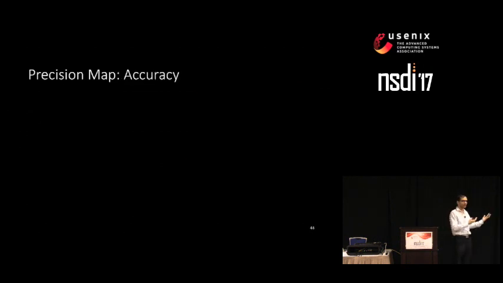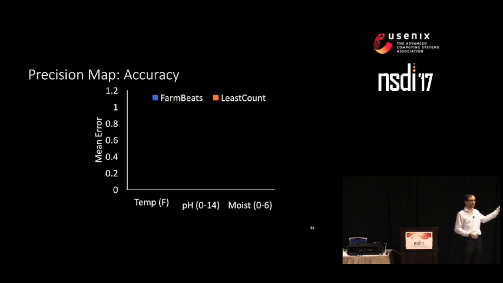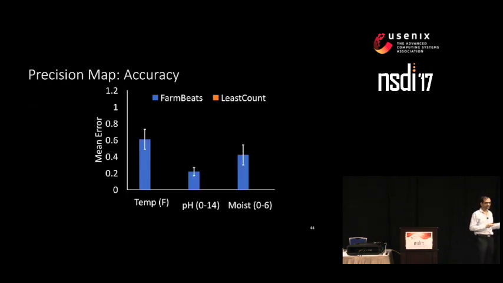To empirically evaluate its accuracy, we did another experiment. We went to different parts of the field, and we actually measured the ground truth sensor values using a sensor. And we compared it with the values that we had predicted. And I'm going to plot the mean error for 3 different kinds of sensors, where the temperature is in Fahrenheit, pH is from 0 to 14, and moisture is measured on the scale of 0 to 6. And these are our errors. So these errors are really small. If you look at the temperature error, for example, it's just 0.6 Fahrenheit, which is nothing.